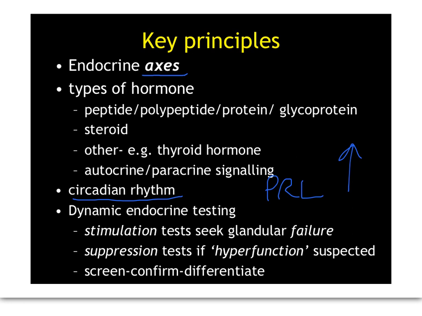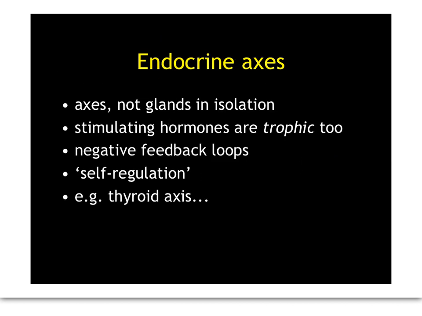The next set of maxims relates to how we investigate endocrine disease. There are a couple of important maxims to remember. If you're considering an endocrine gland failure, do a stimulation test. If you're considering a hyperfunction state of an endocrine system, consider a suppression test. And then we have this hierarchy of testing where we screen, we do some tests which confirm diagnosis, and we may need to do a third set of hierarchical tests that differentiate which sort of disorder we have within endocrine systems. So there you go, it's about axes, not about glands in isolation.